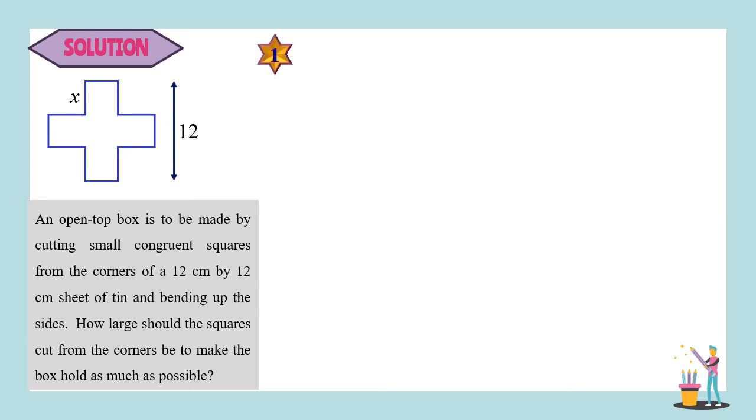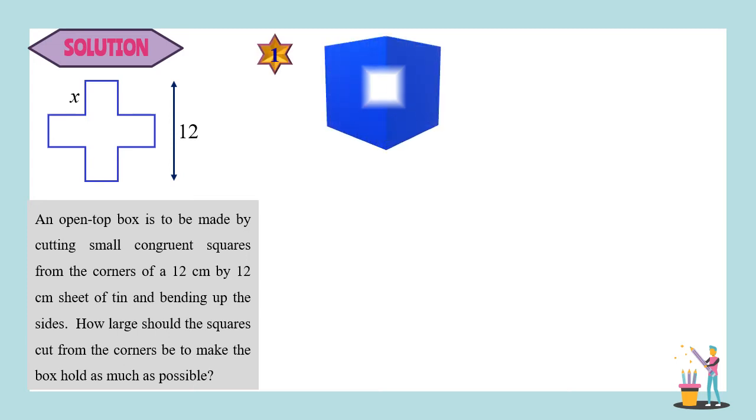So what is the first step we need to do? We have to identify the problem here. Let's say this is an open box. After we bend up the tin, what we get is this form of box. The side here will be x, because we want to cut out x. So everything here will be x, and this one also will be x.